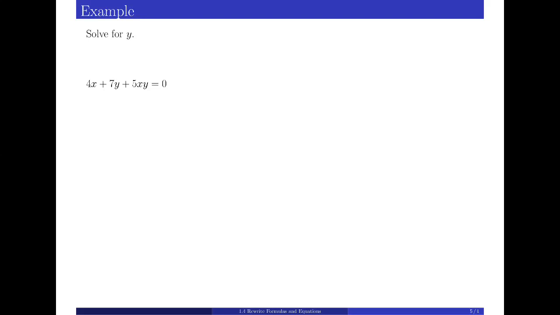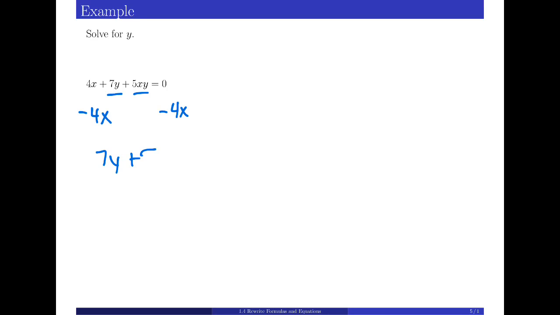So here's one where we're just asked to solve for y. We have the equation 4x plus 7y plus 5xy equals 0. This one's a little tricky because in some of the other ones that we've done in the past, there's usually only one y term. But in this case, we have y in two different terms. So what we will want to do is get those terms on one side by themselves. So we want to get rid of that 4x. So let's subtract 4x from both sides.